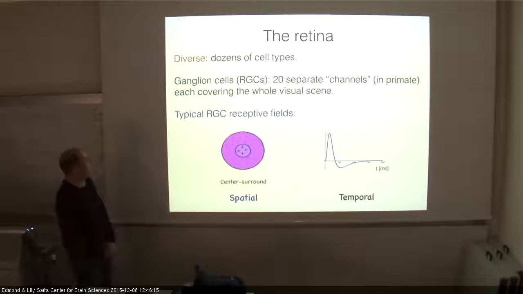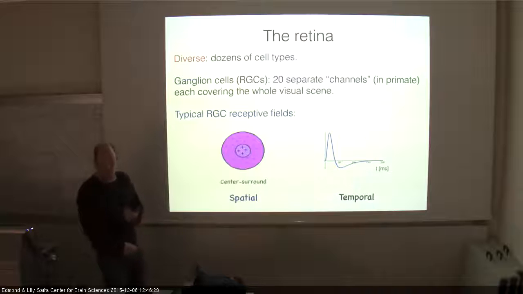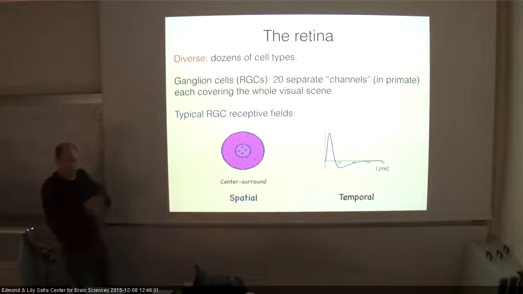The retina is very diverse. It has dozens of cell types. This is still not mapped completely, but it is becoming more and more clear from various approaches, both genetic approaches and electron microscopy mapping of the organization of the retina, how many cell types we have.